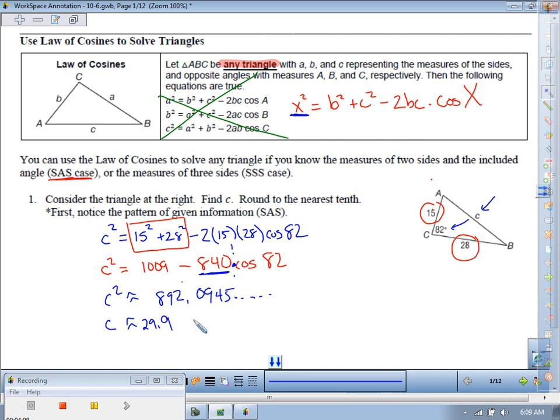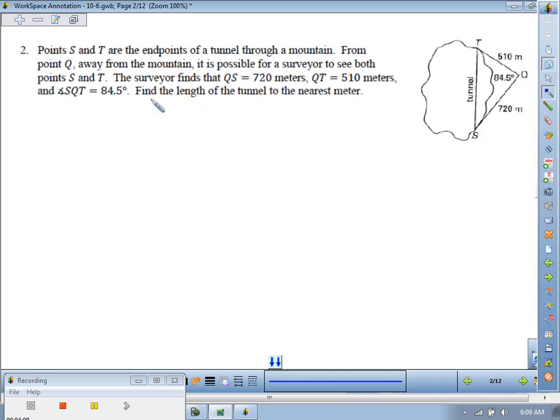And this should be review for you because you should have done this last year. So points S and T are the endpoints of a tunnel through a mountain. So you got this awesome looking mountain. We've got a top view of the mountain here. From point Q away from the mountain, it is possible for a surveyor to see both points S and T. So you got a surveyor standing here, and he looks this way, looks that way. The surveyor finds that the distance from Q to S is 720, and distance from Q to T is 510, and the measure of angle SQT is 84.5 degrees. Find the length of the tunnel to the nearest meter.